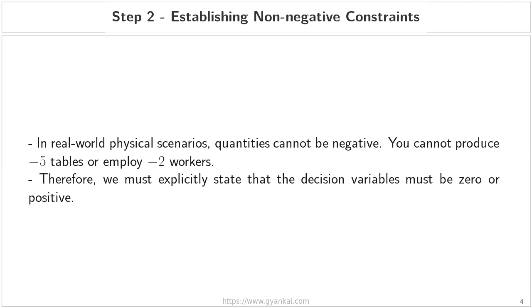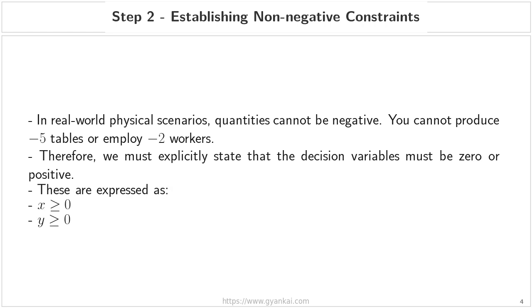Therefore, to ensure our mathematical model remains grounded in reality, we must explicitly state that our decision variables must be 0 or positive. In mathematical terms, we express this requirement using inequalities. We write that x is greater than or equal to 0, and y is greater than or equal to 0. As we move into the next step, we will see how these non-negative constraints work alongside our other limitations to define our boundaries.